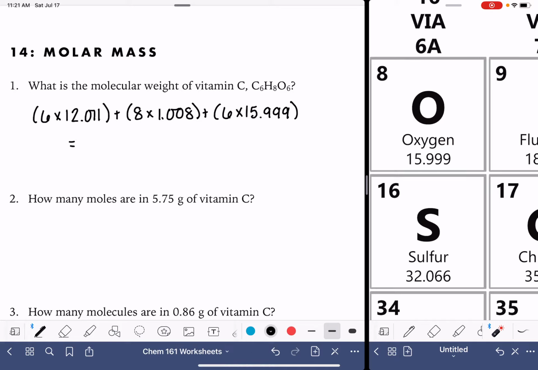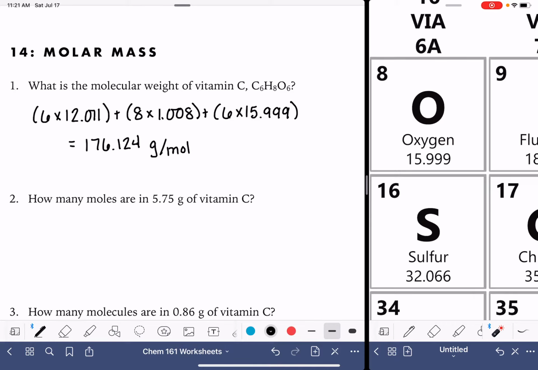6 times 12.001 plus 8 times 1.008 plus... not 16, 6. I'll have to start that all over. 6 times 12.001 plus 8 times 1.008 plus 6 times 15.999 is 176.124. The units on this are grams per mole.